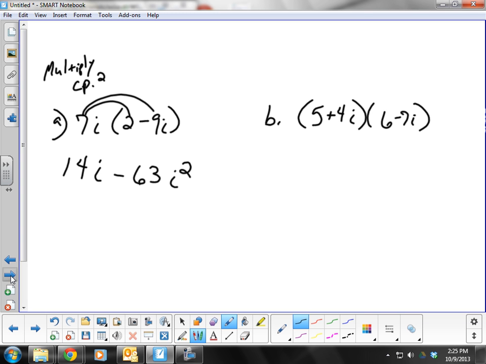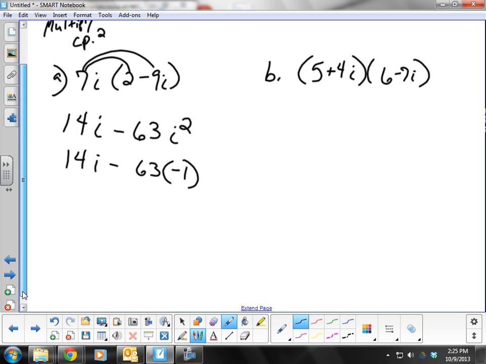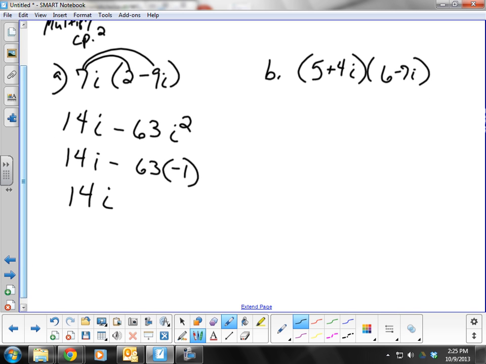Everybody understand? Now, at the very beginning of class, I told you for the rest of your life, every time you see i squared, you're going to turn it into what? Negative 1. So this is 14i minus 63 times negative 1. What does that give me? 14i plus 63. So what the i squared winds up doing is changing the sign of that term. Everybody understand that? You see it.